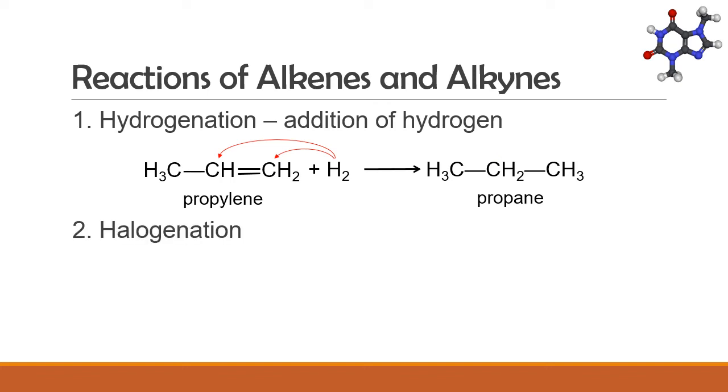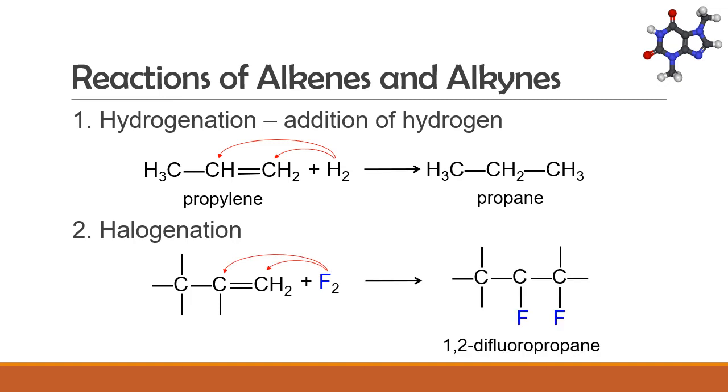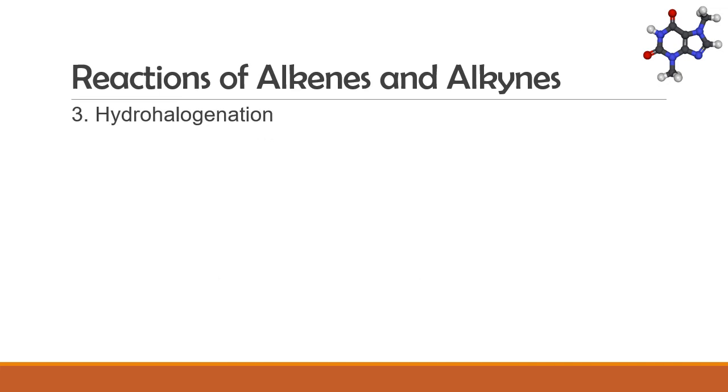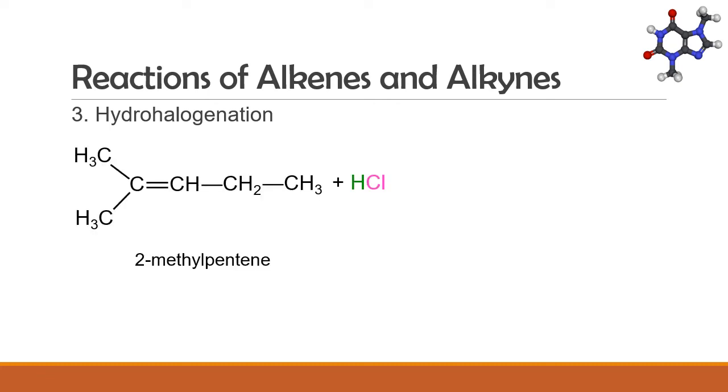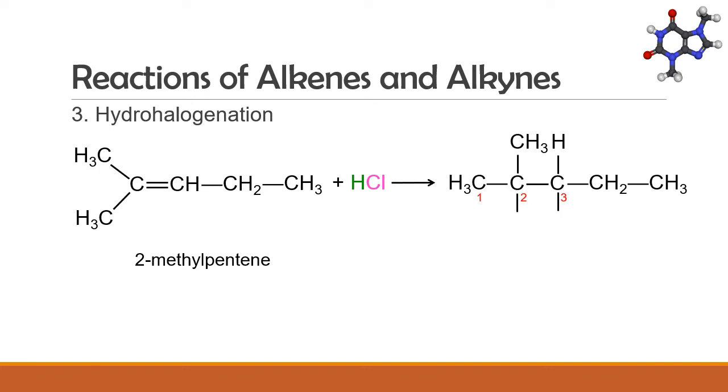In halogenation, instead of hydrogen atoms replacing the double bonds, it is the halogen group that does so. In this example, propylene reacted with 2 atoms of fluorine yields the haloalkane 1,2-difluoropropane. Hydrohalogenation is the reaction of alkenes or alkynes with a strong acid. In this example, 2-methylpentene reacts with hydrogen chloride to produce a haloalkane wherein the hydrogen and chlorine atoms take the place of one of the double bonds.